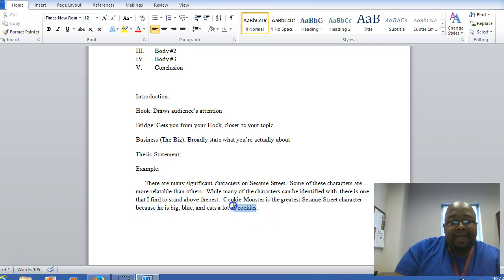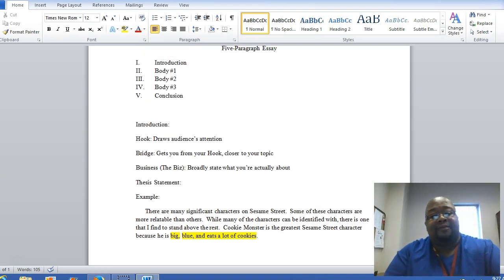So we want to pay attention to these right here for the next part of the essay. Let me get big too. Our three prongs. You see how they're listed. The big is first, blue is next, and eats lots of cookies is the third one. The way they are positioned in this thesis statement is the way that they're going to be addressed in your body. So if we look back up, remember we have body 1, body 2, and body 3.